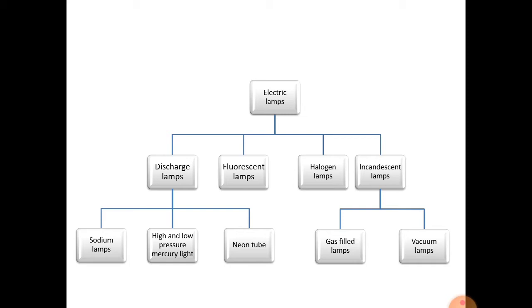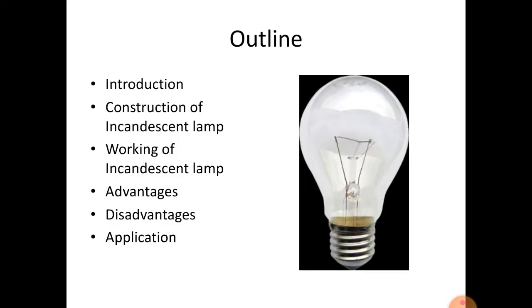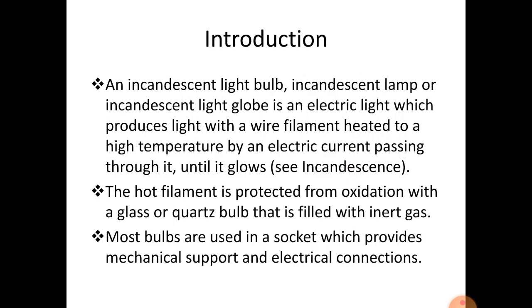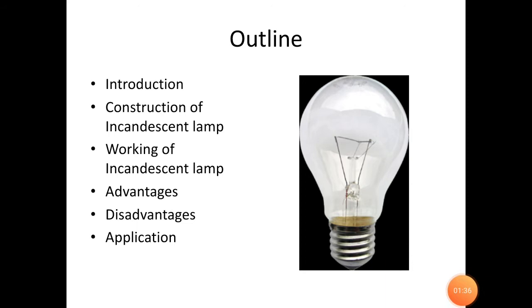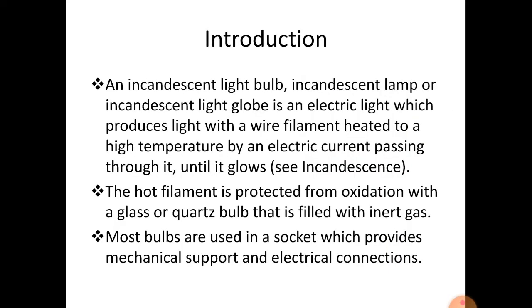Similarly, the incandescent lamp is again subdivided into two categories: gas filled lamps and vacuum lamps. In this presentation we will talk about the incandescent lamp. First of all we will see the introduction, then construction of the incandescent lamp, then working of the incandescent lamp, its advantages, its disadvantages, and finally we will see the applications of the incandescent lamp. So first of all, introduction.